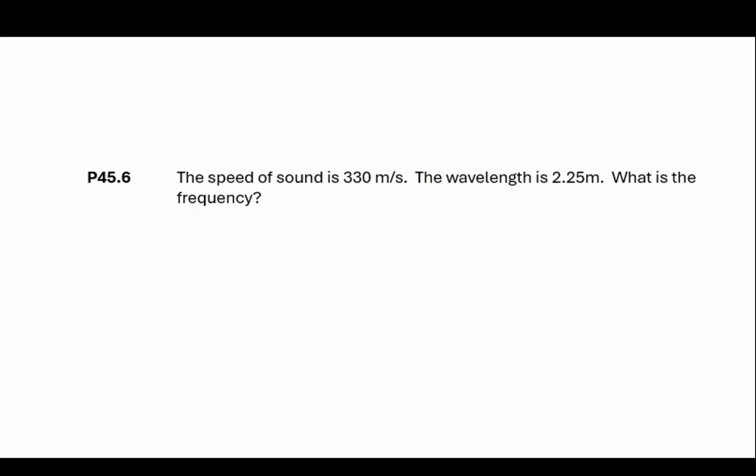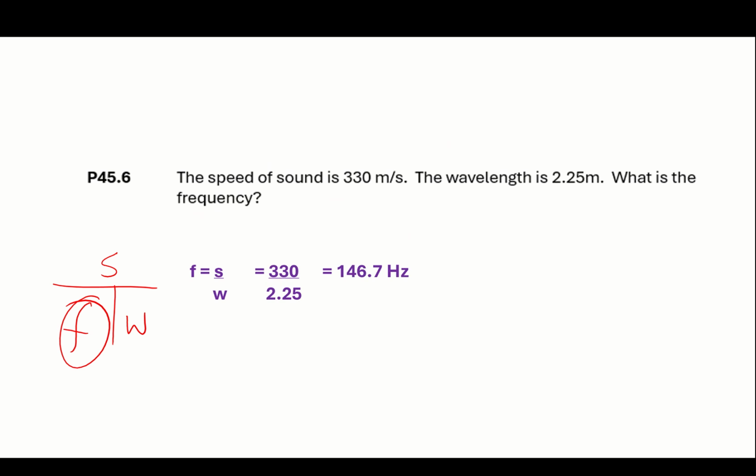Next one, we've got the wave equation, always comes up. Foxes stab wolves, and it says, what is the frequency F? So we can see F equals S over W. So pull down the speed, 330, pull down the wavelength, 2.25, and we get 146.7 hertz. Make sure you know the frequency is in hertz.